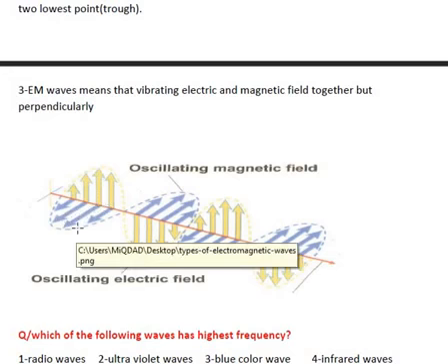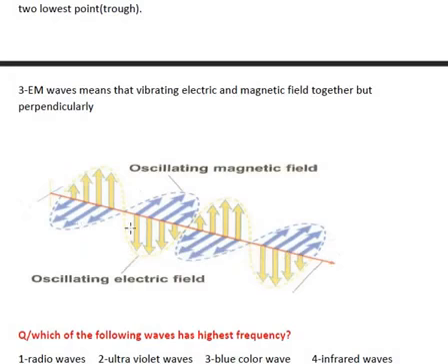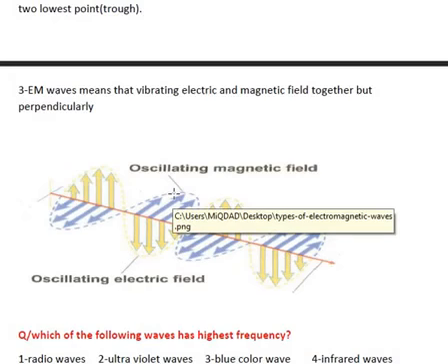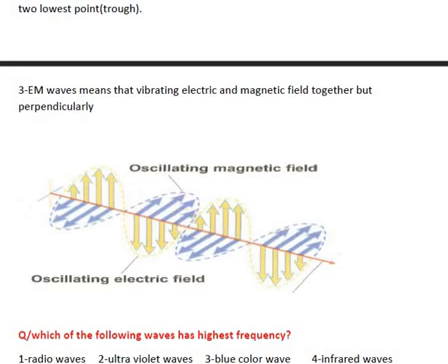Oscillating means vibrating or moving, cutting a distance. So oscillating of electric and magnetic field together in the same region is called an electromagnetic wave. So electromagnetic wave is a combination of electric field and magnetic field.